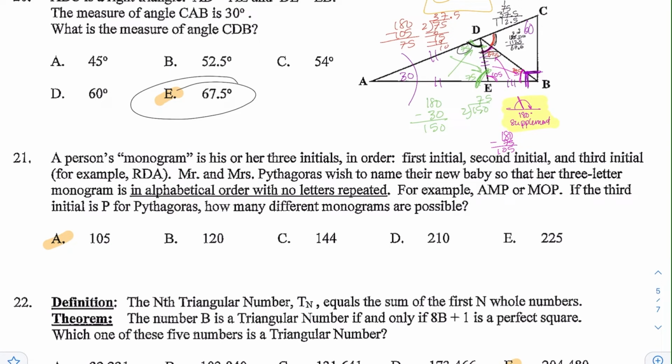Next, for number 21, a person's monogram is his or her 3 initials in order, the first, second, and third initial. Mr. and Mrs. Pythagoras wish to name their new baby, so that her 3-letter monogram is in alphabetical order with no letters repeated. For example, AMP or MOP. Now, if the third initial is P for Pythagoras, how many different monograms are possible? So this is your counting principle question.